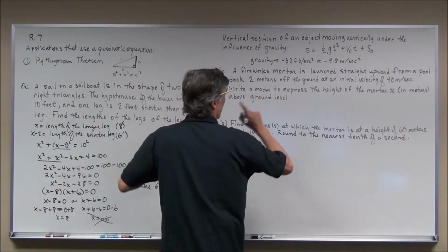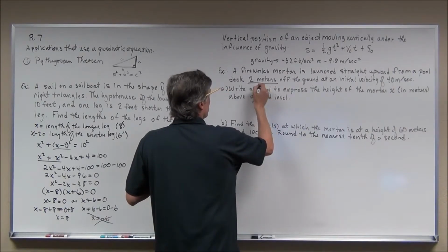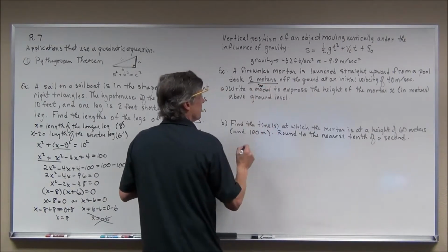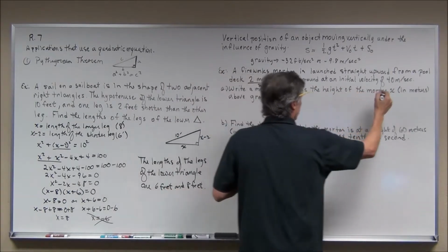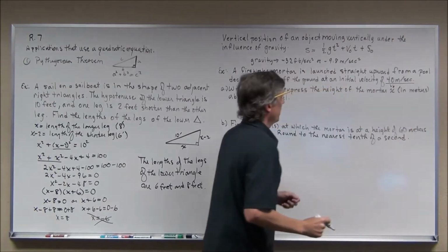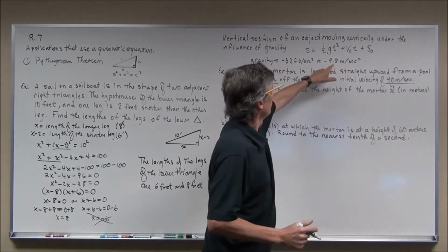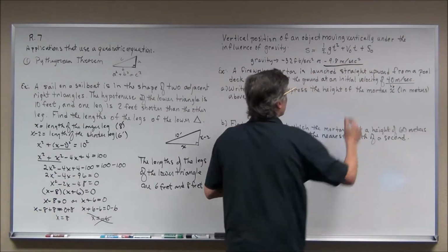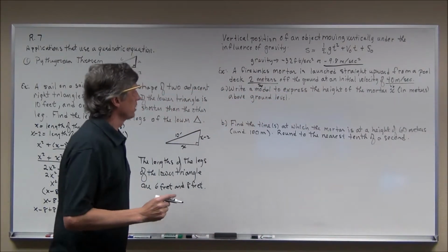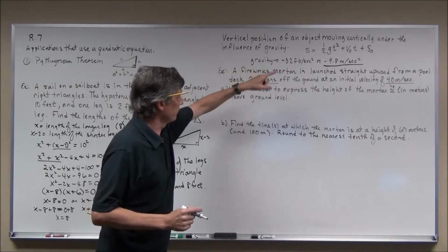Well, if it's launched from a pool deck 2 meters off the ground, right there, this is your initial height. This is s sub 0. And with an initial velocity of 40 meters per second, so this is v sub 0. So I already have a couple of the themes that I'm doing here, and this is in meters per second, so I'm going to be using gravity at negative 9.8 meters per second. Write a model, and that's going to be based on this formula up here.